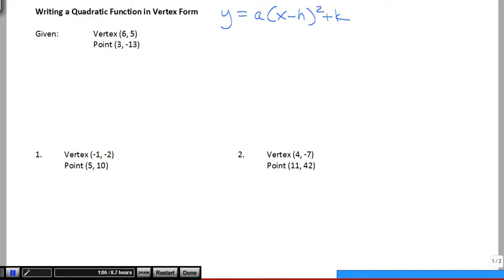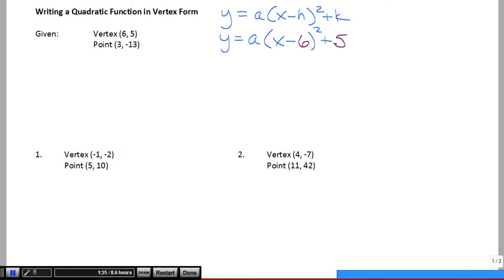So, in order to do this, the first thing you do is take your vertex and substitute that into the correct places in the equation. So we have y is equal to a times (x minus, and we know our h is 6) squared, and then we continue until we get to k, which we have is 5. So the first step is just to insert the coordinates of your vertex into the equation appropriately.